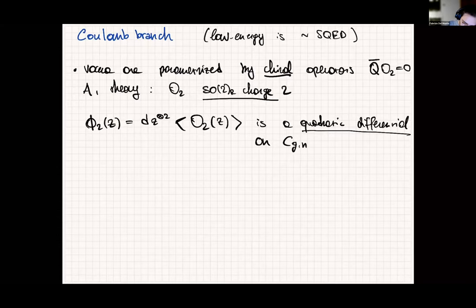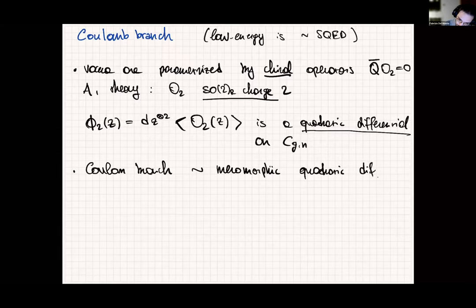So in words, the statement is that the Coulomb branch is meromorphic quadratic differentials on C_{g,n}, and actually B is the zeroth cohomology group of C_{g,n} with values in the second tensor power of the canonical bundle.